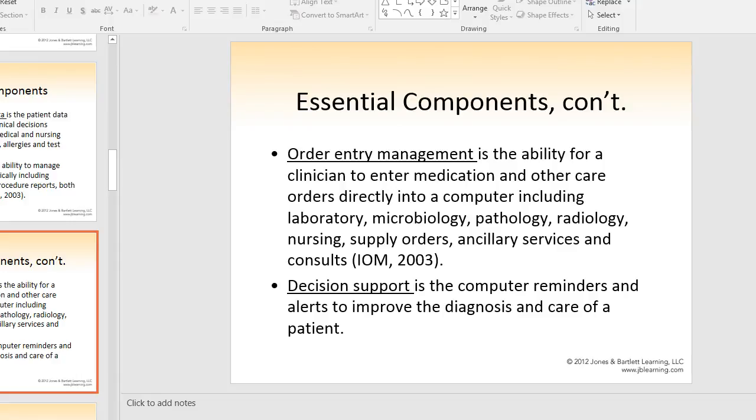Or someone thinks they have syphilis, or I'm sorry, gonorrhea, and their test the day before was negative. Well, you might change the way you clinically take care of that patient. And then there's decision support, which is really important. Decision support is the computer reminder and alerts to improve diagnosis and care of patient. So this is a great example.